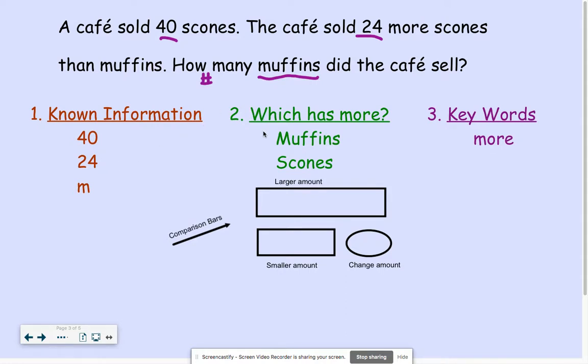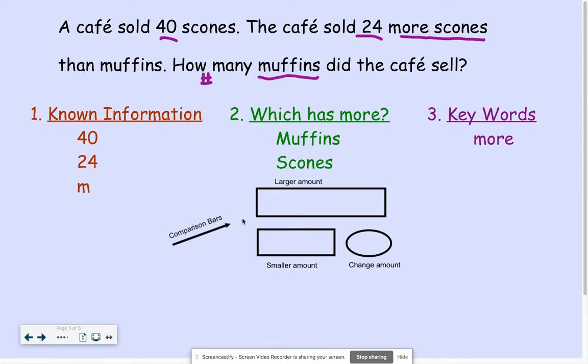Now we have to reread the problem and really try to dissect it and think about which has more, muffins or scones. So a cafe sold 40 scones. The cafe sold 24 more scones. Right here, 24 more scones than muffins. So scones is our larger amount.